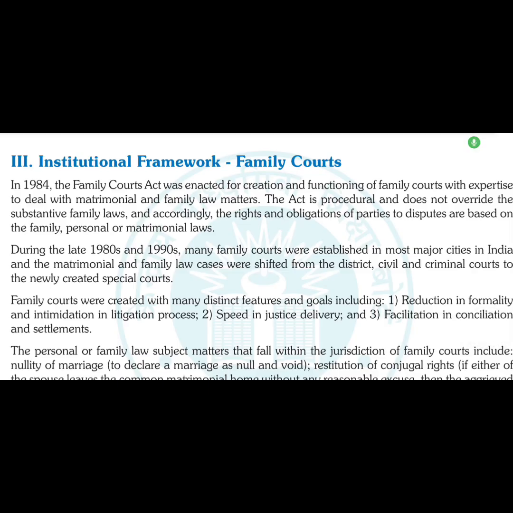Hello, guys. Let's start off with institutional framework: family courts. In 1984, the Family Courts Act was enacted for the creation and functioning of family courts with expertise to deal with matrimonial and family law matters.